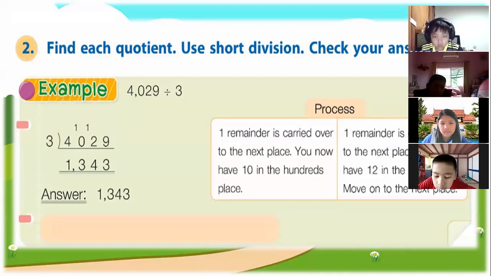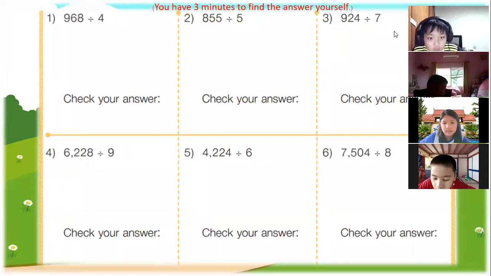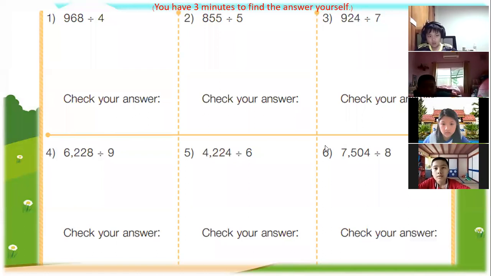So now we have some more practice. Here we have the numbers given to you. The dividing number is 968, and the divisor is 4. I will solve one more for you, and for the rest you have 3 minutes to think and solve by yourself and find the quotient.